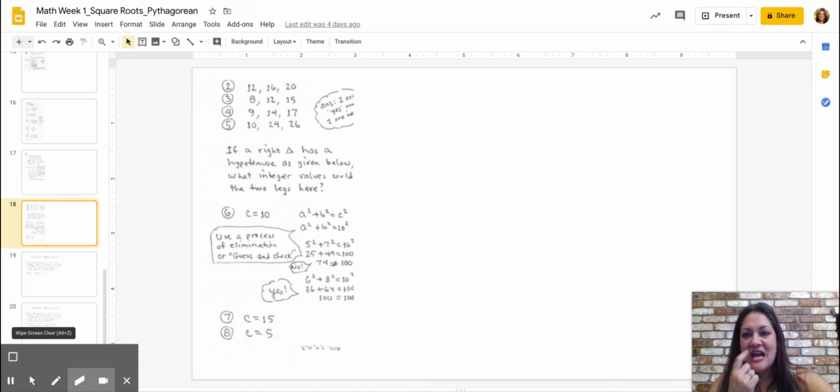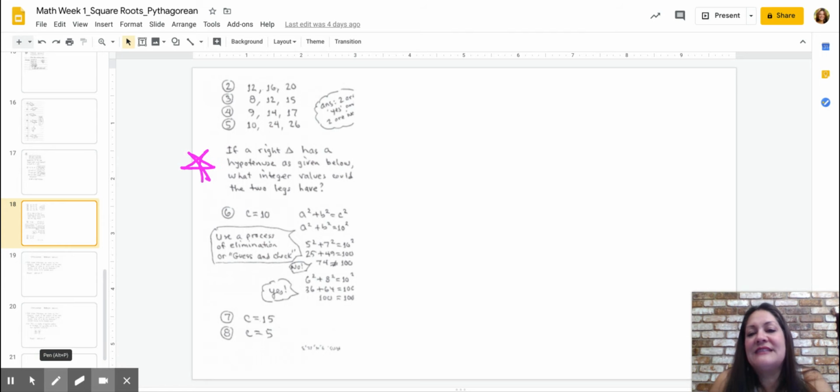Okay. That's it, 1 through 5. All right, so this right here says, if a right triangle has a hypotenuse as given below, what integer values could the 2 legs have? Right when we were on a roll. Okay, so C says if C equals 10, then A squared plus B squared equals C squared. So A squared plus B squared is going to equal 10 squared. It says use the process of elimination to guess and check.